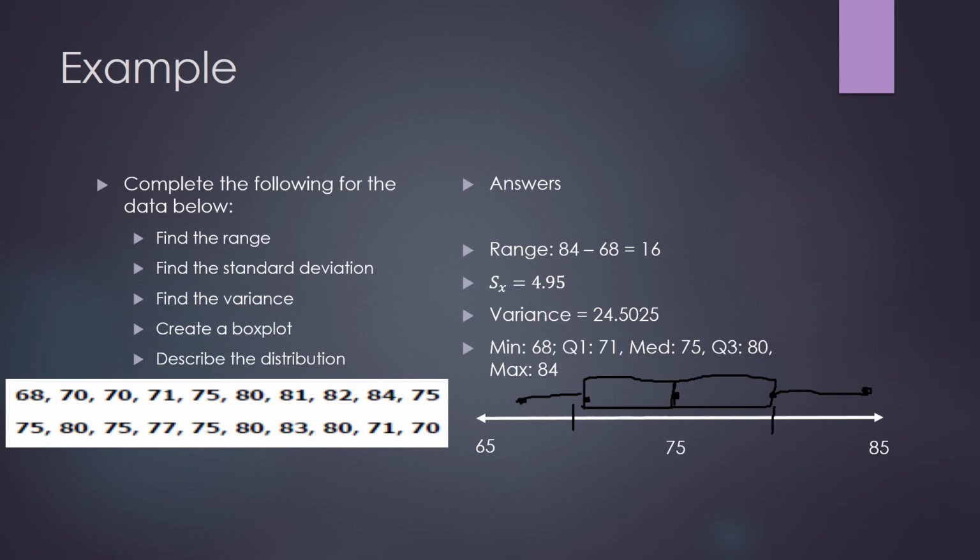In looking at this to describe the distribution, it does look slightly left skewed because your right side is a little bit longer than your left side. However, this is as close to symmetrical distribution as you can get. The answer for this would be symmetrical.